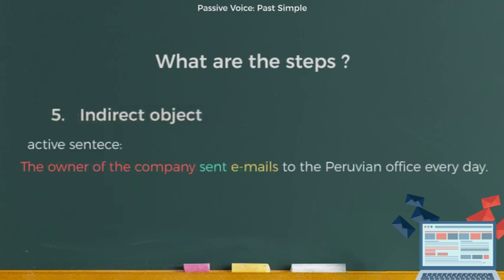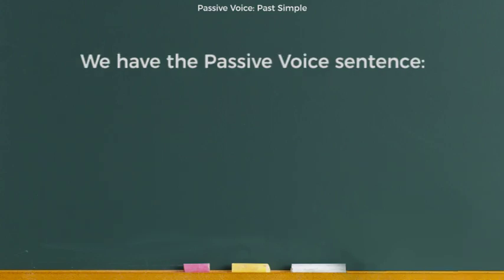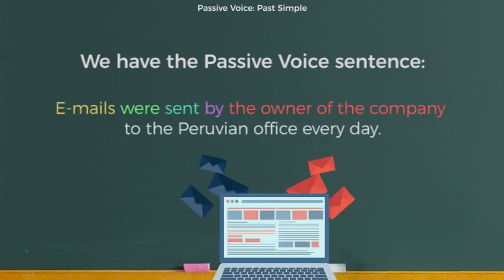Fifth step. Write the indirect object, if there is one, in the active sentence. The indirect object in our example is to the Peruvian office every day. And we write it exactly like that, but at the end of the passive sentence. Step 5, done. As a result of following the 5 steps, we have our passive sentence. Emails were sent by the owner of the company to the Peruvian office every day.